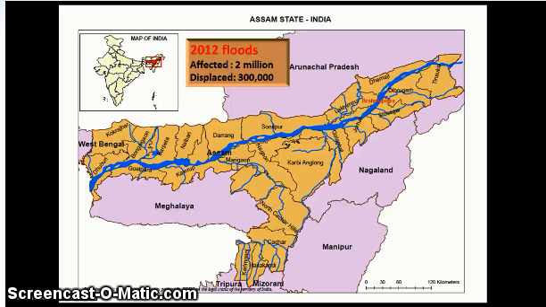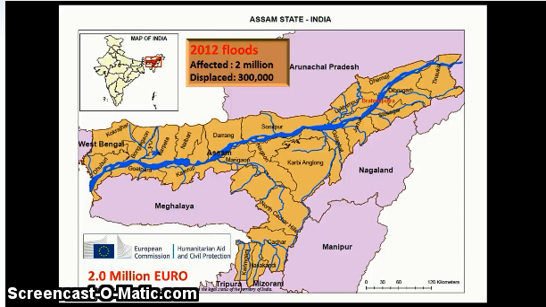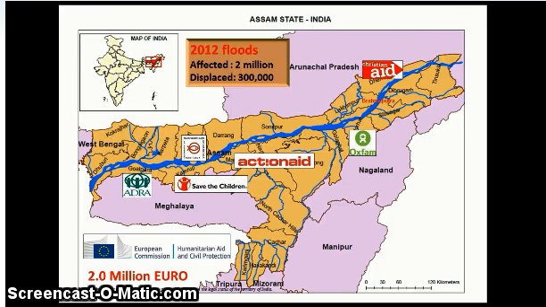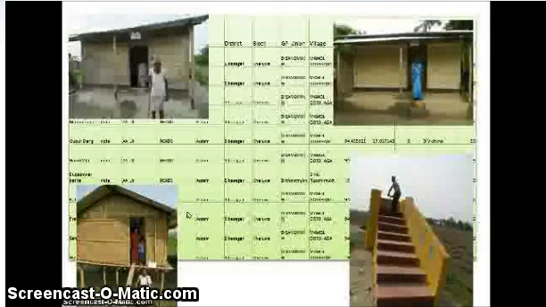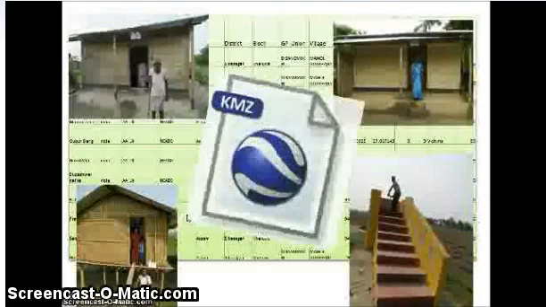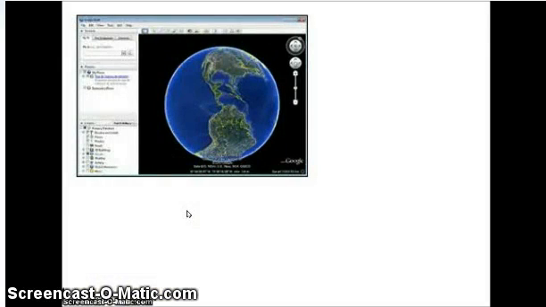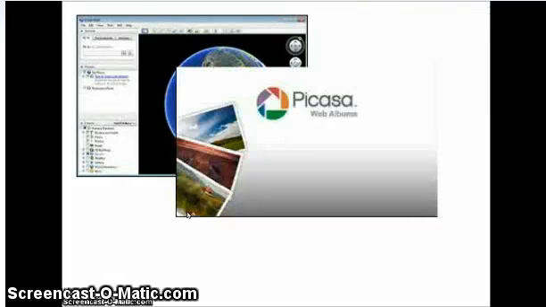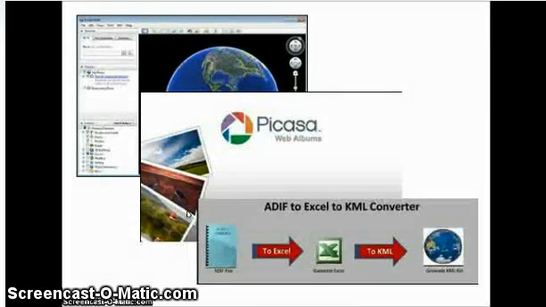Considering the humanitarian needs of the people, ECHO mobilized €2 million. Contracts were awarded to 6 partners. These projects created about 1,000 shelters and 160 water points. Information and pictures of assets created through these projects were captured in a KMZ file using free online applications like Google Earth, web albums and KML converter.